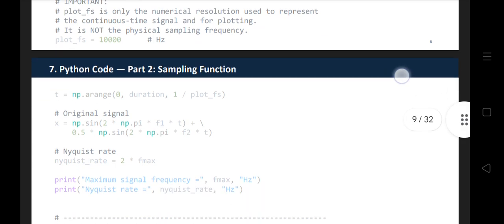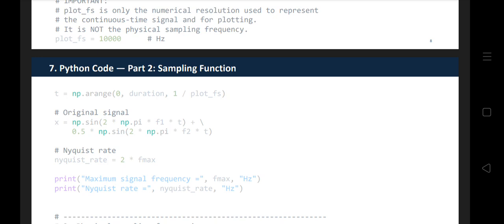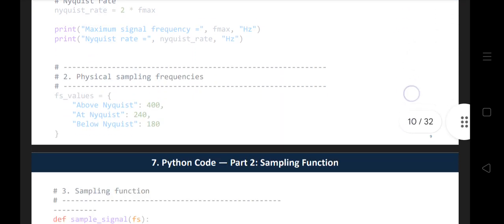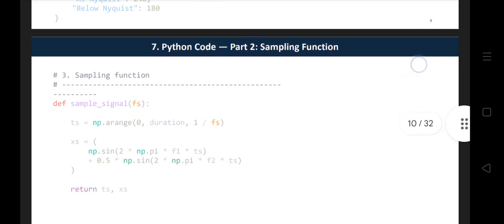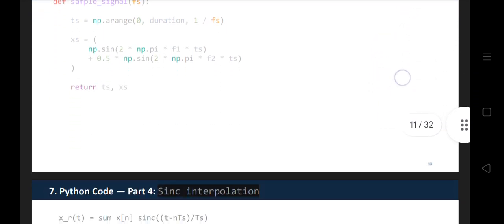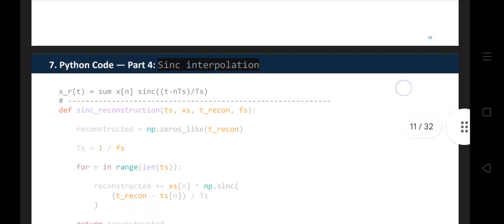Here this sampling function performs the actual physical sampling. For a given sampling frequency, it creates the sampling instants using Ts equal to 1 by Fs and calculates the signal values at those instants. This is the code of the sampling function.